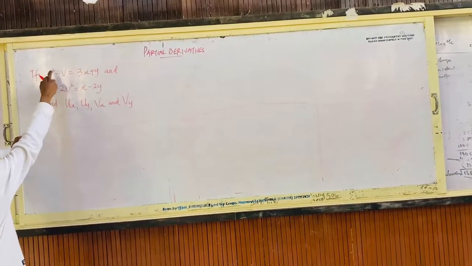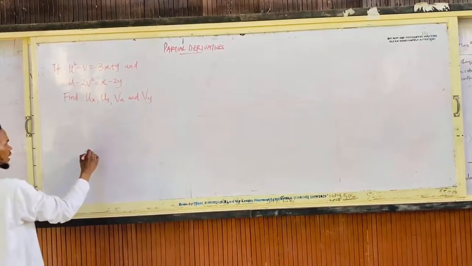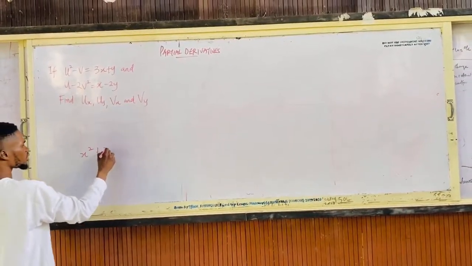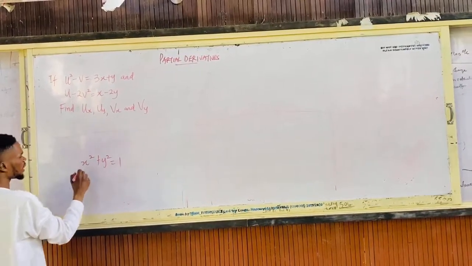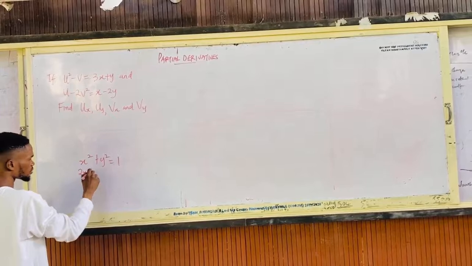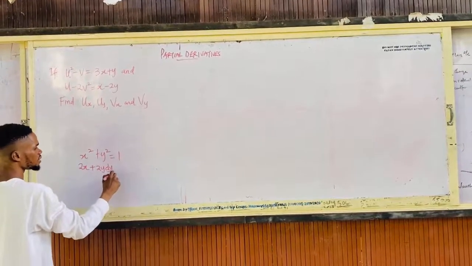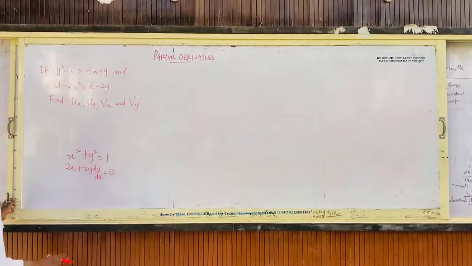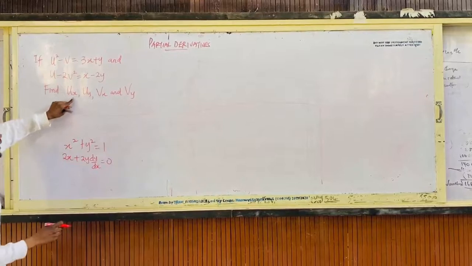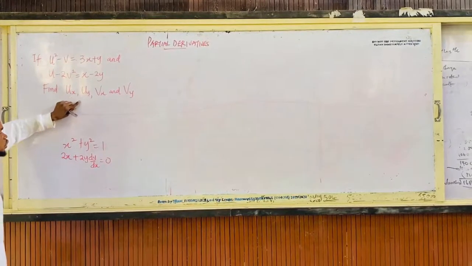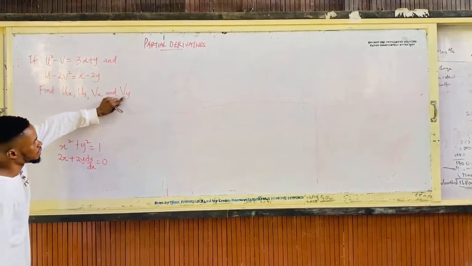Now this is u squared. Remember, if we have something like x squared plus y squared is equal to 1, and we want to differentiate this implicit function, we take it as 2x plus 2y dy/dx is equal to 0. Now the same thing, let's differentiate this function partially, because ux means del u del x, uy means del u del y, del v del x, and del v del y.